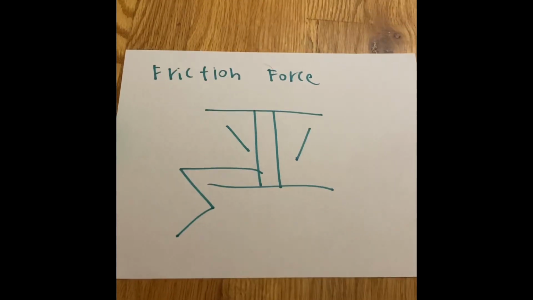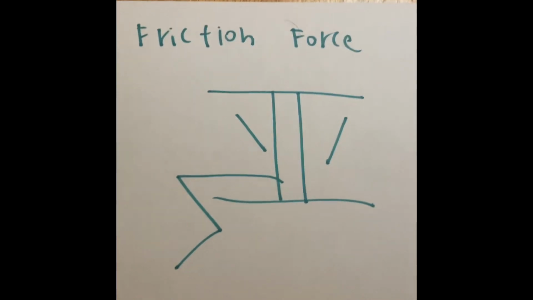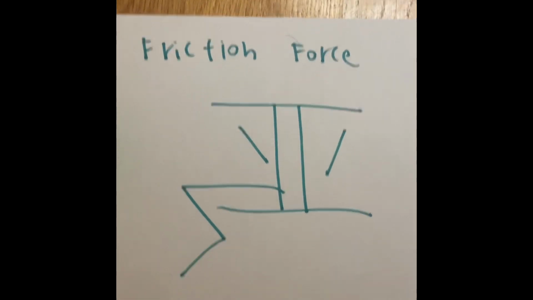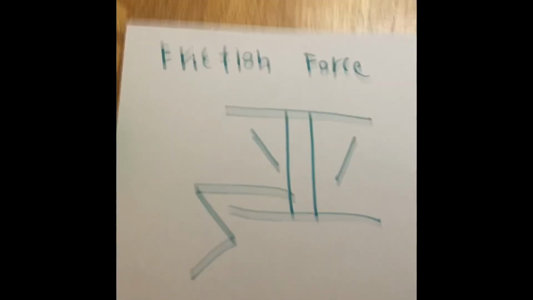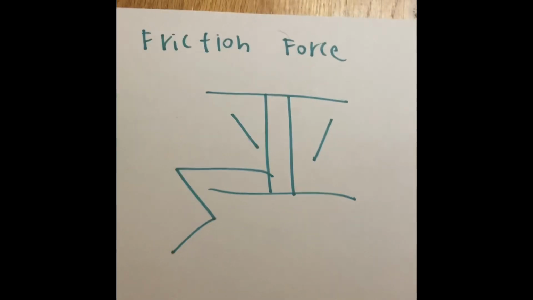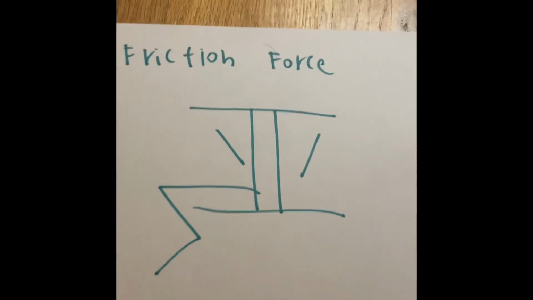Friction is extremely important because sometimes we need to slow down, and sometimes we need to grip on things so we don't fall off things. And sometimes we want friction because we just like to.